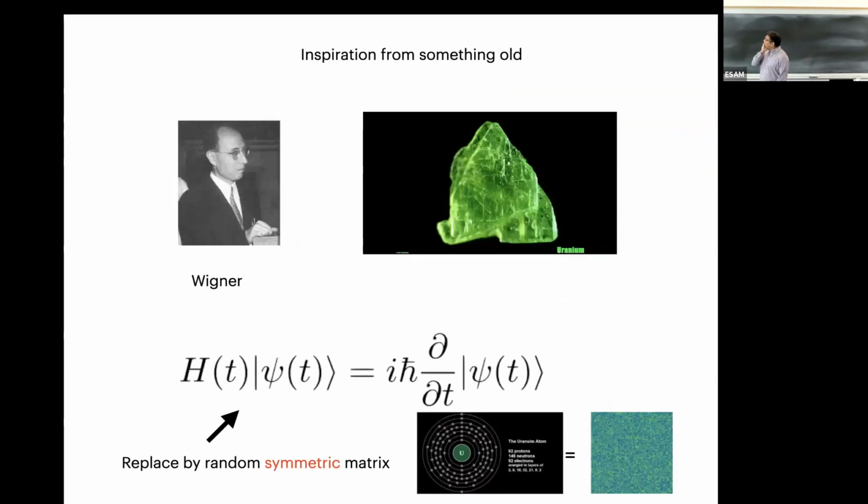So what we've been really drawing inspiration from is a tangential branch of statistical physics. And it's something that was pioneered by Wigner.